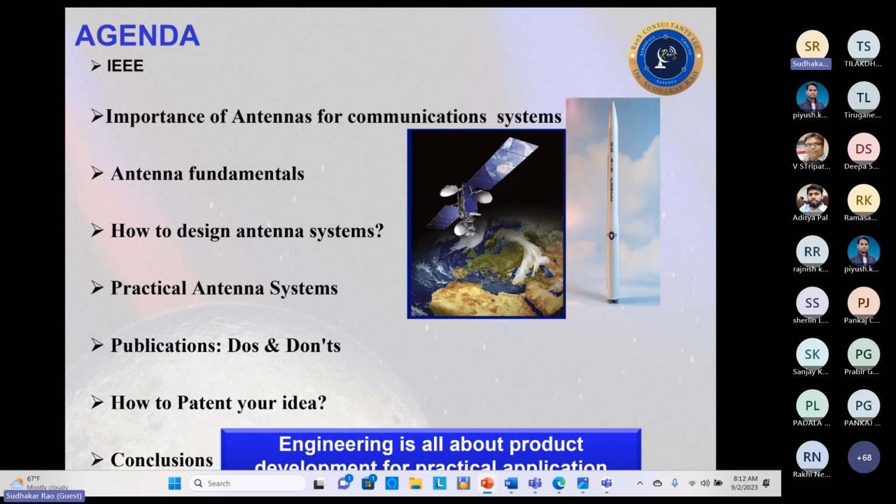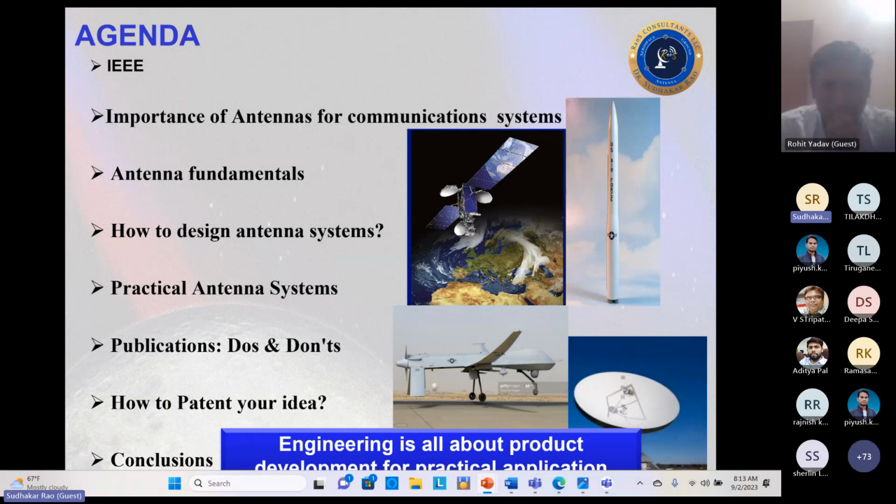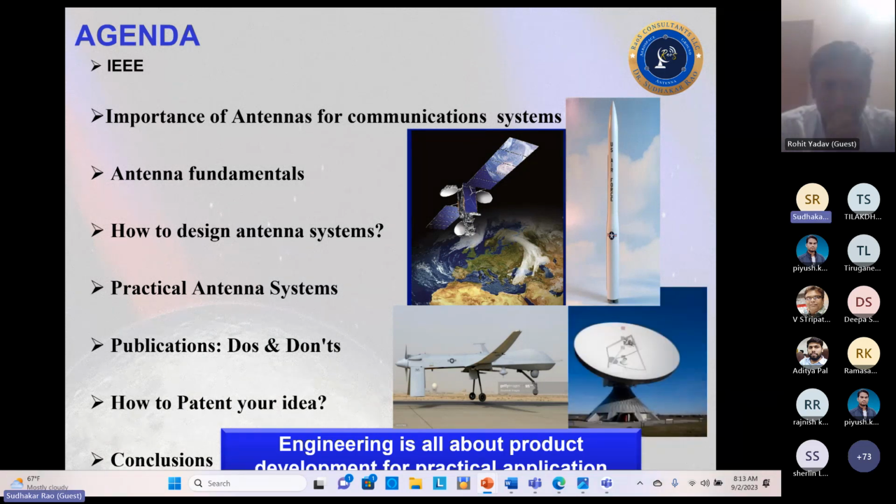I think satellites you see on the left side, on the right side you see the missile. I think antennas are important for all applications. Then you have a UAV, unmanned aircraft vehicle. So there are antennas there also. And then there is ground station, large antennas like 34-meter reflectors. So all are different types of antennas for different applications. So any communication system, I think antenna is a key component of any communication systems.